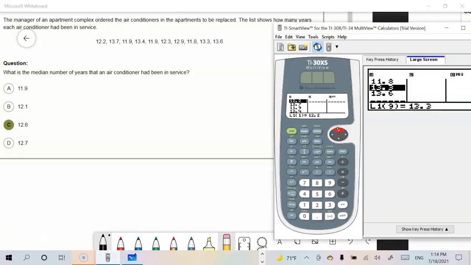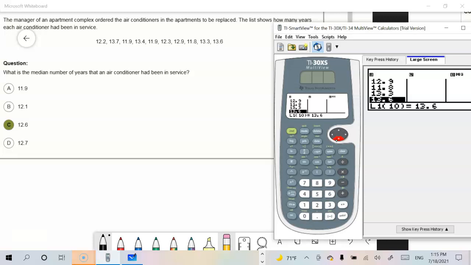Well, let me do it. Let's do it. So first number is 12.2. Let's look for 12.2. Okay, here we go. 12.2 is the first number that we have here. Then next is 13.7. We have it. 11.9, we have it. Then we have 13.4, then we have 11.9, then we have 12.3, then we have 12.9, then we have 11.8, then we have 13.3, then we have 13.6. So everything looks fine.